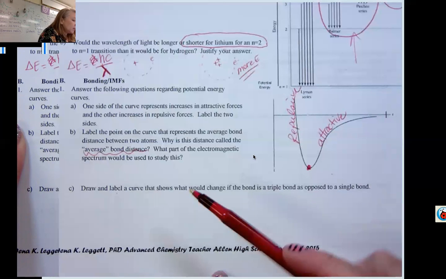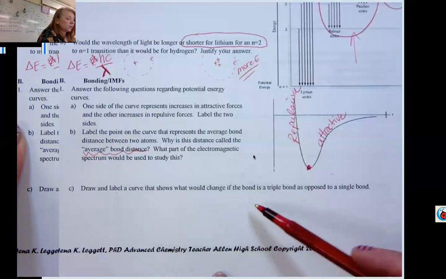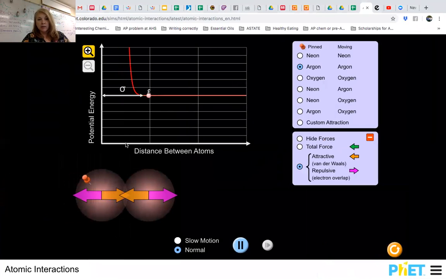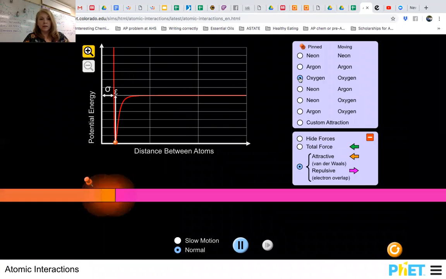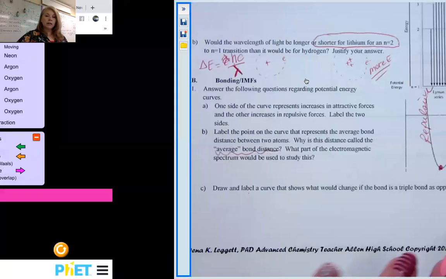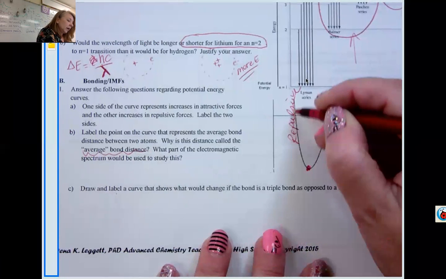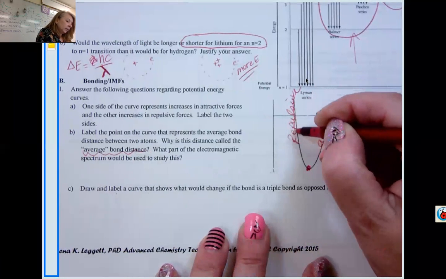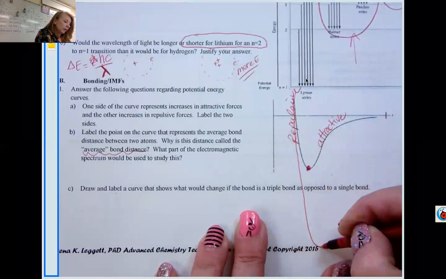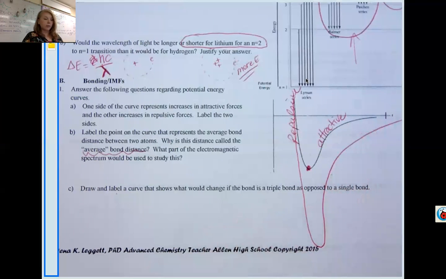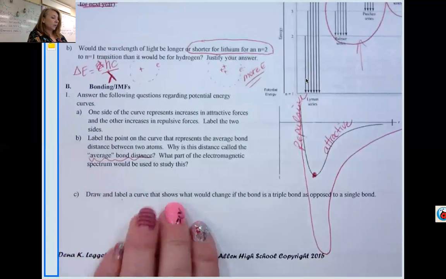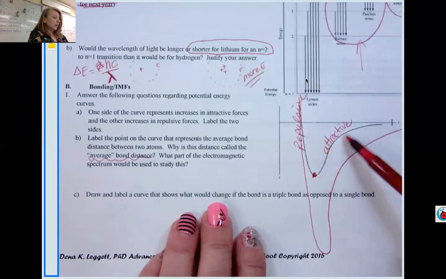And then it says draw and label a curve that shows what happened if the bond is a triple bond. Well, hopefully you saw that you're going to end up with a huge dip if you get the atoms really close together with a triple bond. So if I'm drawing that on my curve, I could literally just dip way down here, okay? Kind of do my little curve like that. That's kind of weird, but anyway, that gives you a little bit of an idea of what we're talking about with this little graph, okay?